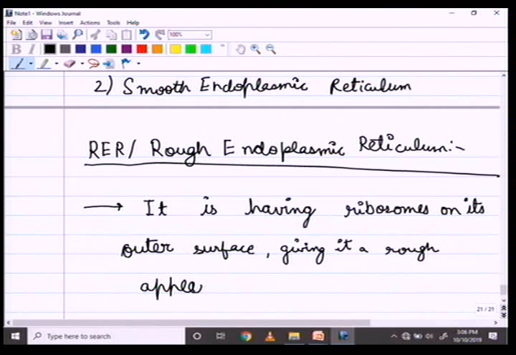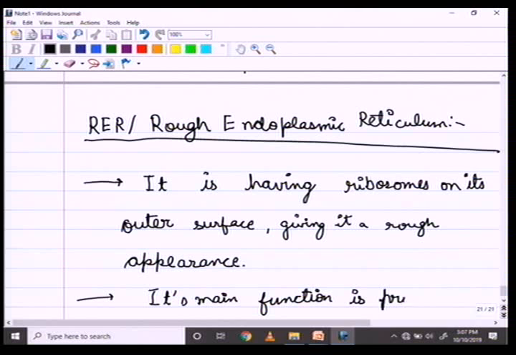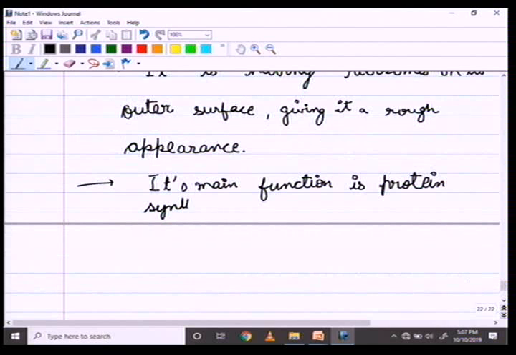It is associated closely with the protein manufacturing process. Its main function is protein synthesis. Nothing special about it, just protein synthesis.